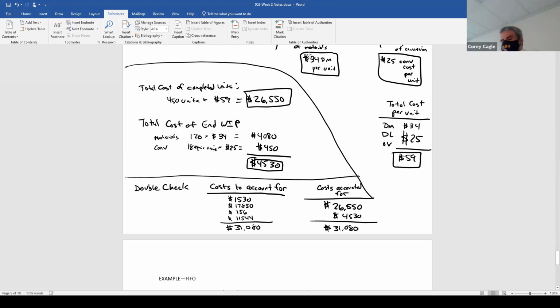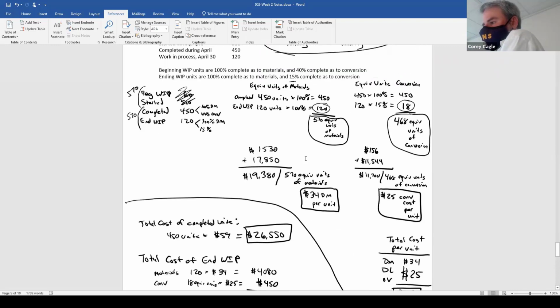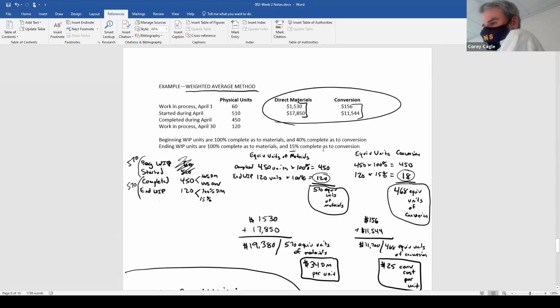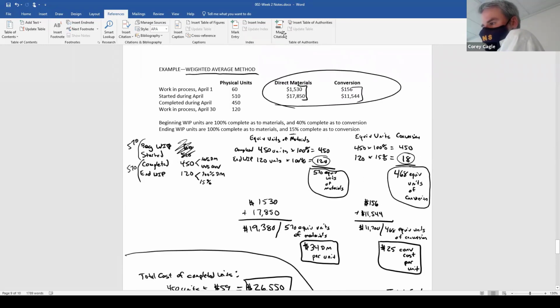It's a nice little check to make sure you didn't screw something up along the way. Now, if they give you a multiple choice setup, you may not be able to double check yourself there, but that's a good way to illustrate what we've done. We took all the money that was spent and we applied it in the correct place. Questions on weighted average method of process costing?